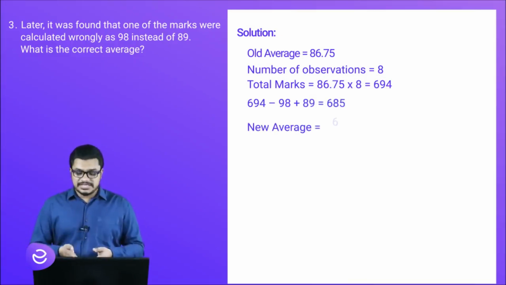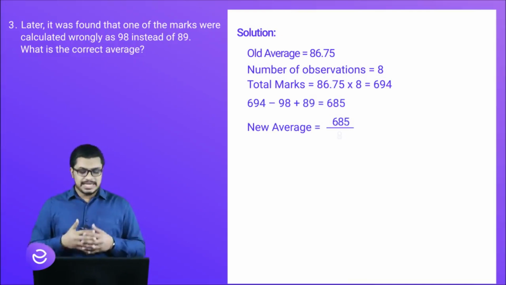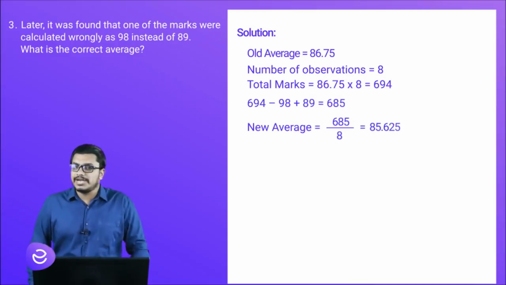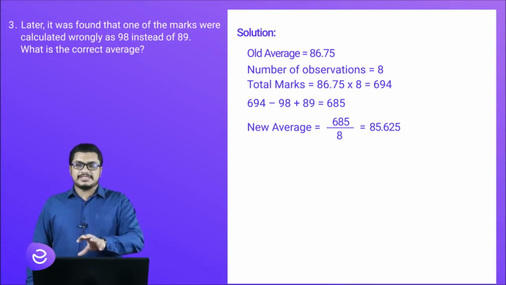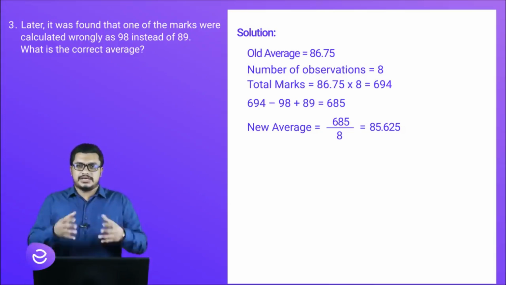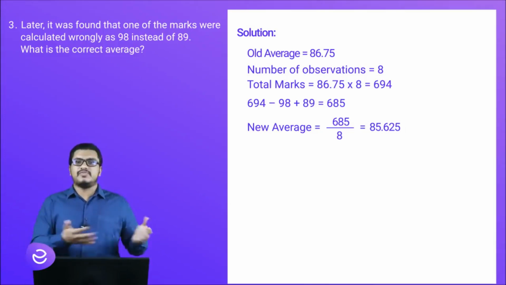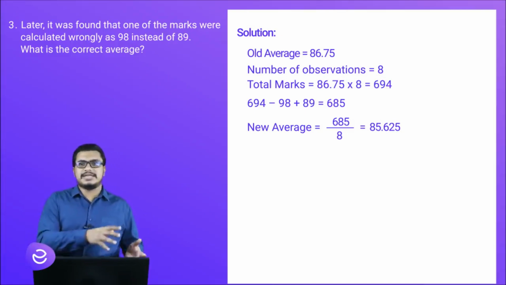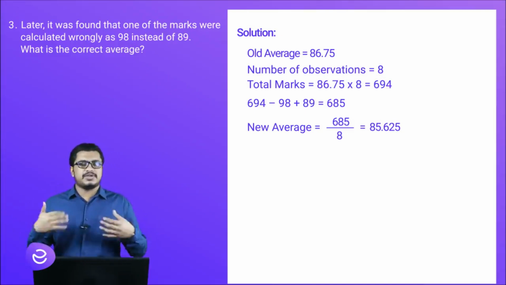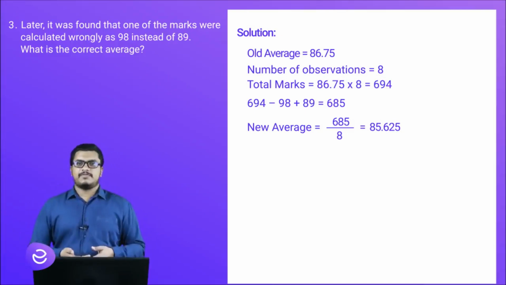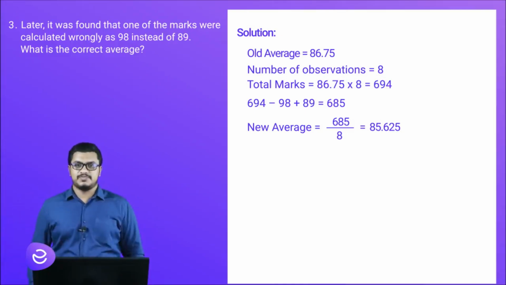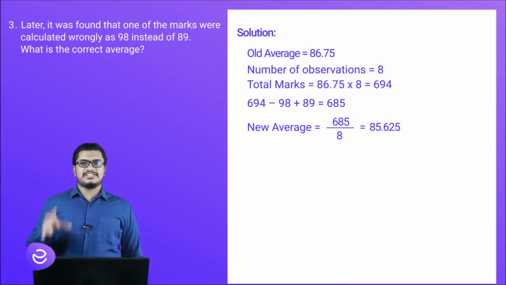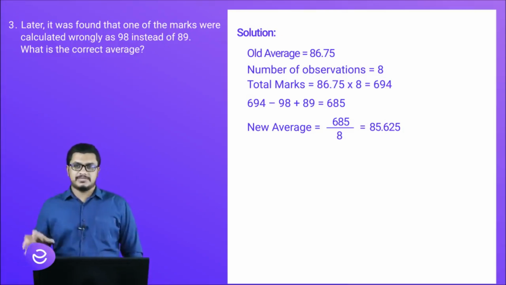Now the new average is 685 divided by 8, which gives you 85.625. Now you might be thinking the easiest way is to just remove the 98, input the 89, add, and then divide to get the answer. As I said before, sometimes you will not get all the observations. You will just get the old average, the wrong mark and the right mark.